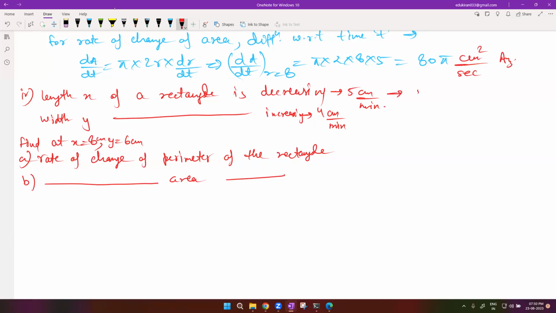So basically, you are given dx by dt, which would be minus 5 centimeter per minute. And dy by dt is also given, which is 4 centimeter per minute. You need to find out the rate of change of perimeter of the rectangle. Basically, if you take perimeter as P, then you need to find out dP by dt. And if you take area of the rectangle as A, then you have to find out dA by dt. Right? And you have been given everything. So let's solve this one.